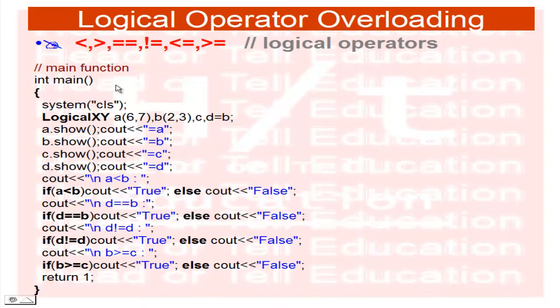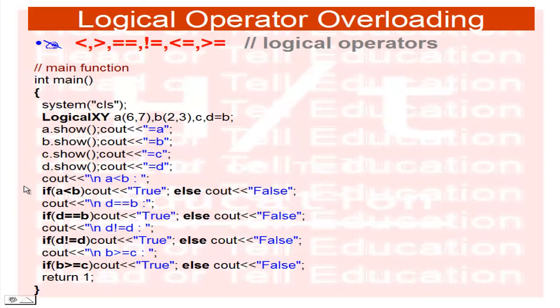Here I have created the main function and class object variables of logical xy: variable a with value 67 and b with value 23. Again I created one variable c, and one more variable d equal to b. This time d equal to b, created at the time of object creation, is called the copy constructor. Then all variables' values are printed with a dot show, b dot show and c dot show.